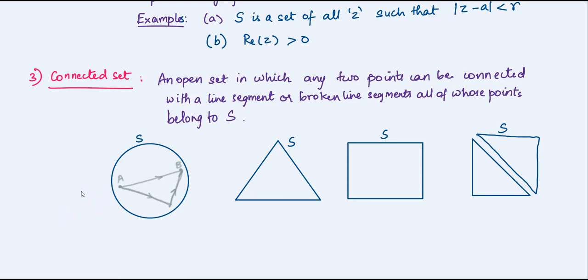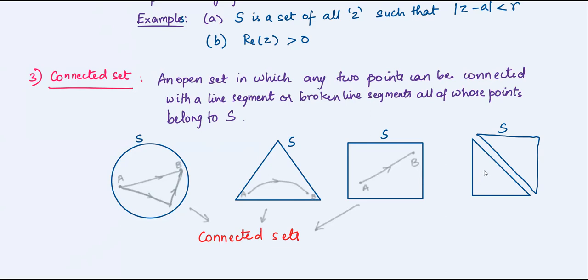So this is called a connected set. These 3 examples are of connected sets. All these 3 are connected sets. Why? Because they are open sets, and then take any point, I can always draw a path. The criterion is that all the points of the path should belong to S. That is called a connected set. Similarly here.